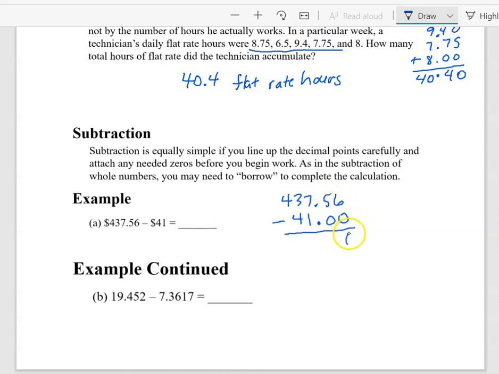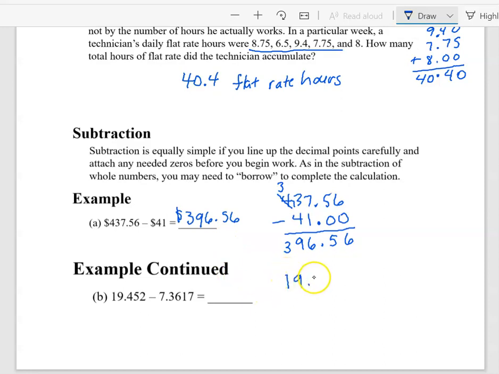So 6 minus 0 is going to give you 6. 5 minus 0 is 5. 7 minus 1 is 6. Now I can't do 3 minus 4, so I'm going to need to do what I was doing earlier when we were dealing with whole numbers and borrow from the 4, make this a 3, and so that's going to turn into 13 minus 4, which is 9, and then we're going to have 3. So $396.56 would be the answer.